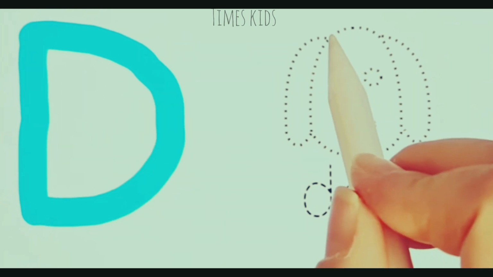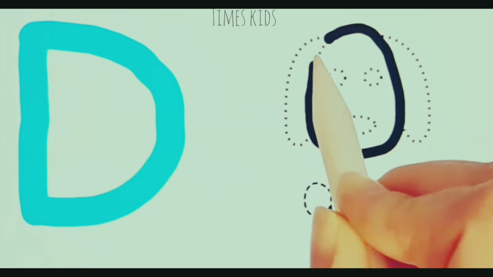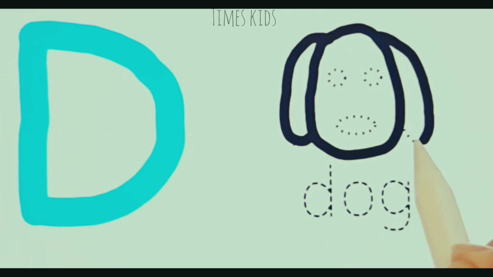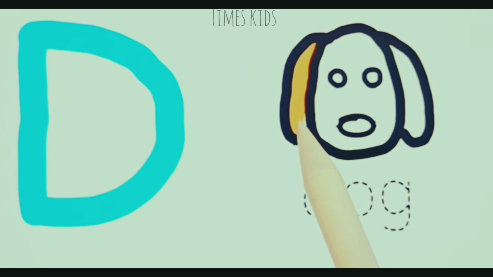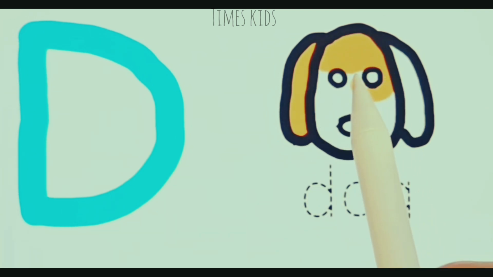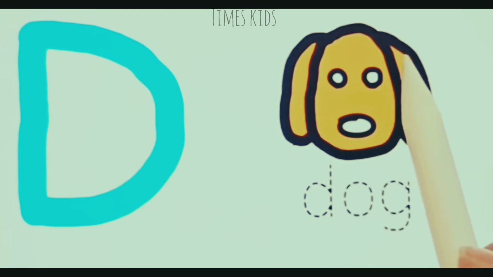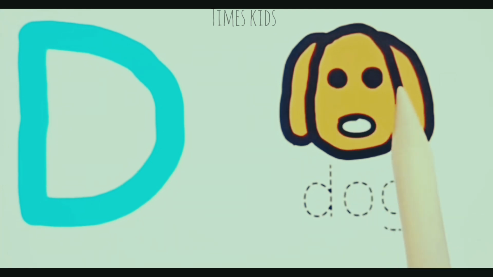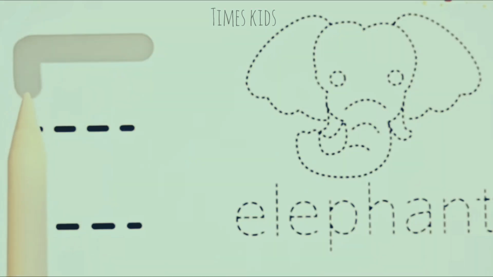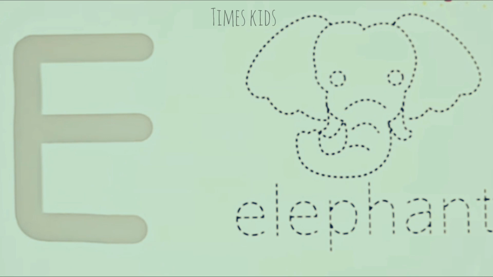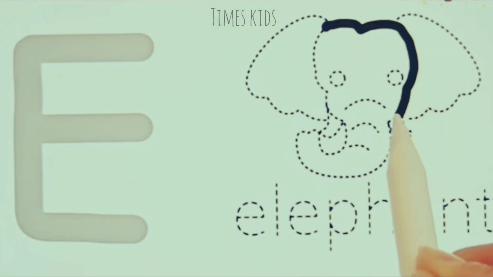D color is light blue. D for dog. Dog color is yellow color. We make a color yellow. Dog spelling: D-O-G, dog.